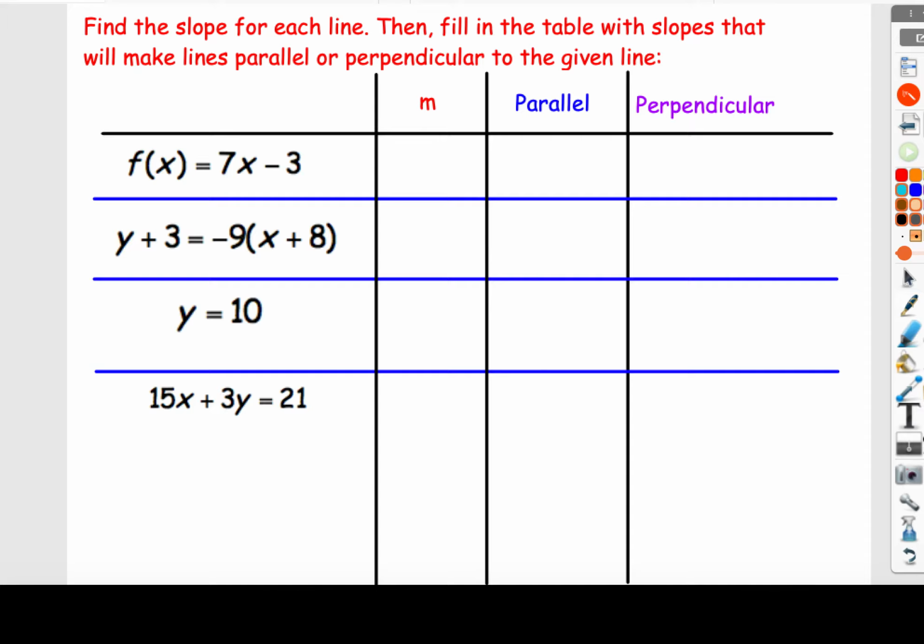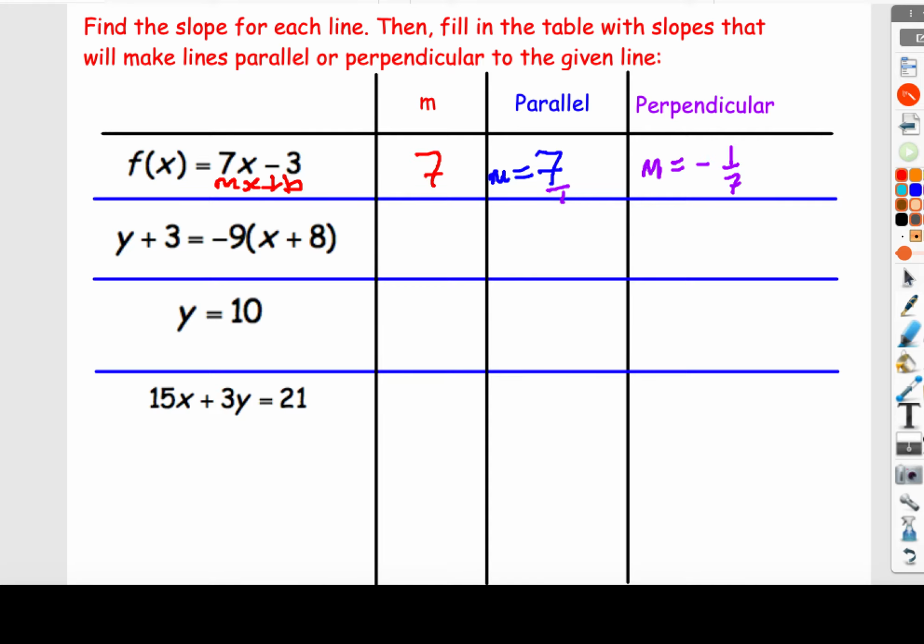A couple of the things your book is going to ask you to do, or that your teacher might ask you to do, is identify the slope of a line, and then tell me what type of slope a parallel line or a perpendicular line to that would have. Well, for the first example up here, this is y equals mx plus b, so the slope is very simply 7. That means a parallel line to that would have a slope of 7. And a perpendicular line to that would have a slope of, instead of +7, a negative. Instead of 7 over 1, it's going to be -1 over 7.